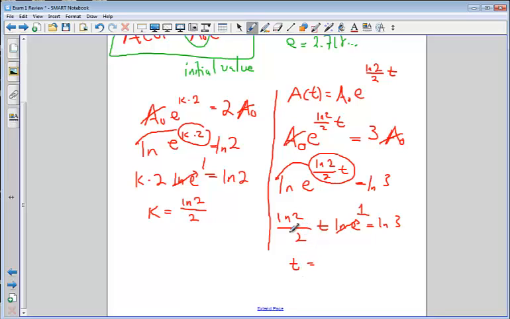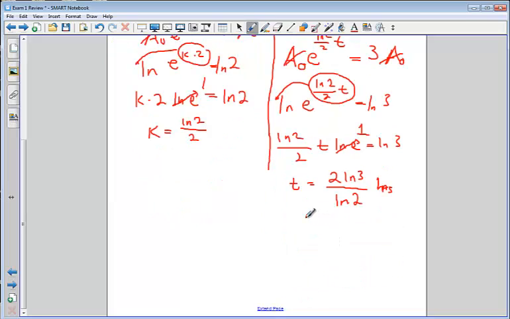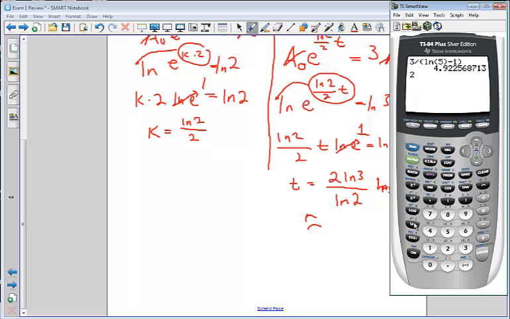So t is going to equal, since I'm dividing by 2, to move it over, I multiply by 2. So 2 times ln of 3. Since I'm multiplying by ln of 2, to move it over, I do the inverse, the opposite. So divide by ln of 2. And so that's my time in hours. I can figure out what this is approximately with my calculator if I want to. So let's take my calculator and do 2 ln of 3 divided by ln of 2. And I get about, let's just say about 3 hours, right, to triple.